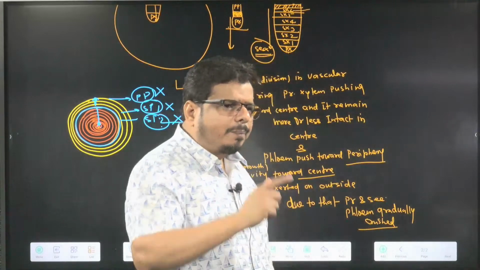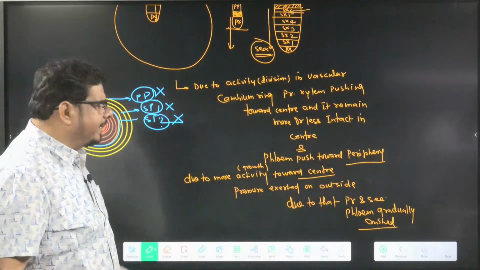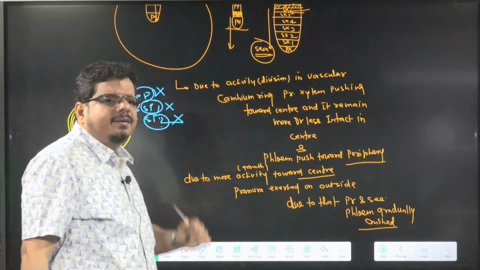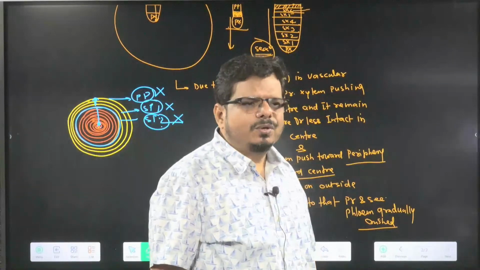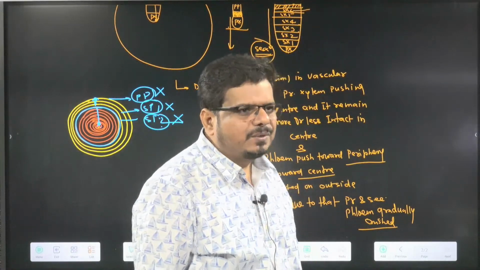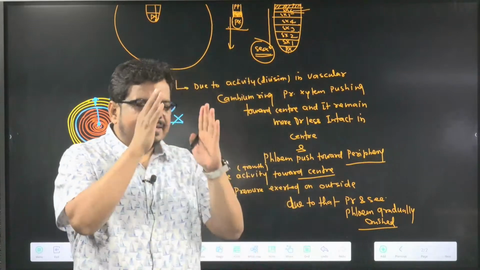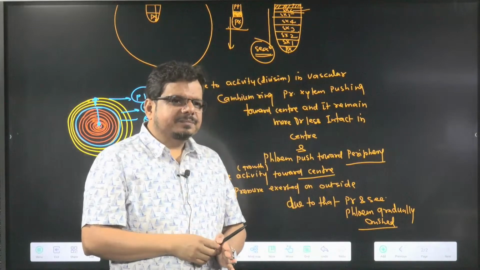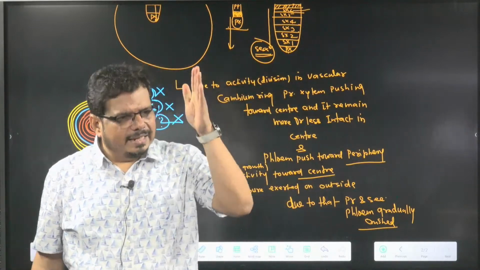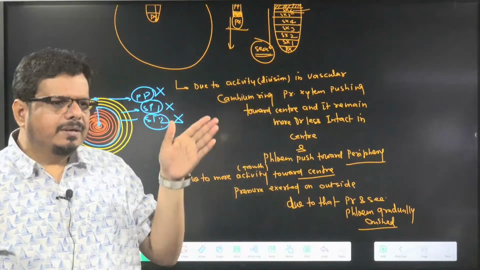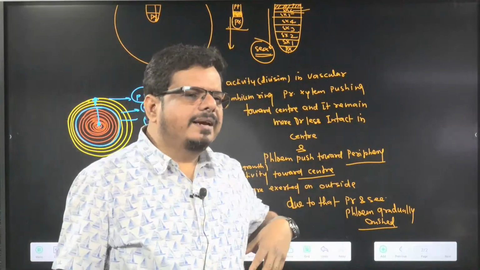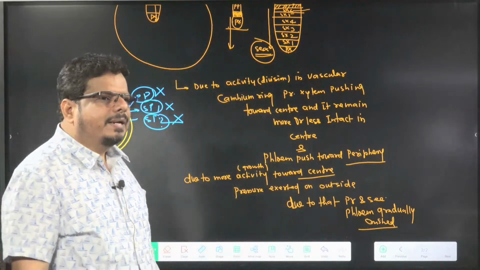So the impact of pressure is exerted on which one? Phloem. And who is getting crushed? Phloem is getting crushed. Who is not getting crushed? Xylem is not getting crushed. So during secondary growth, who is crushing? Primary and secondary phloem crushed gradually. NCERT wrote that line or not, and that picture came or not.